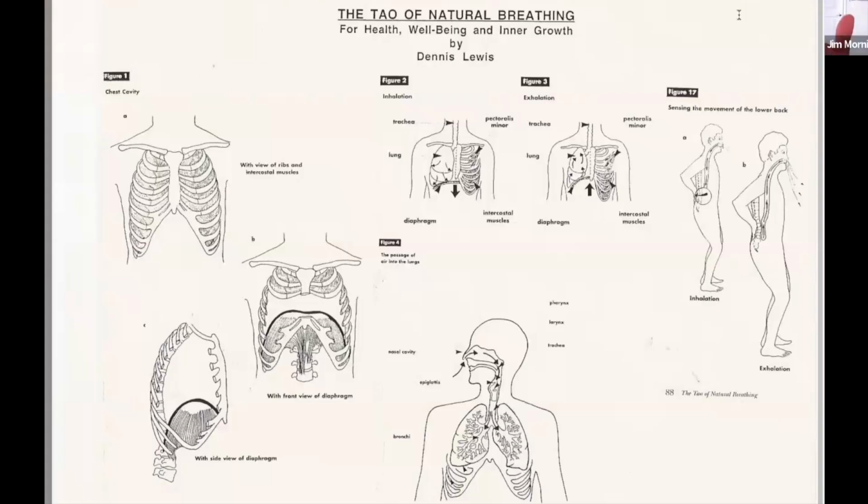So the quantity of our breathing: our resting breath averages 12 to 14 breaths per minute for men and 14 to 15 breaths per minute for women. When we're under stress, our body will naturally go up to 15 breaths per minute.